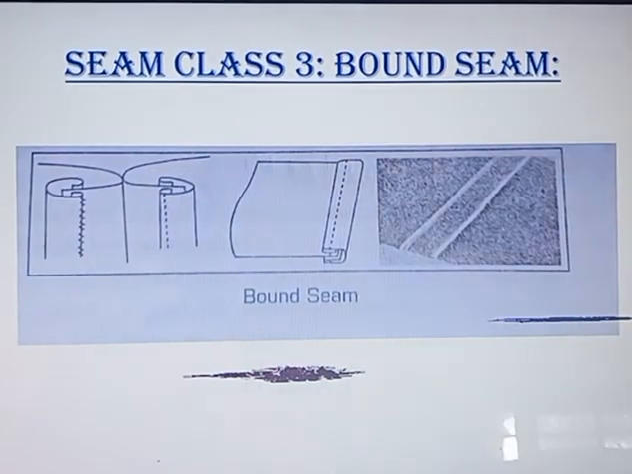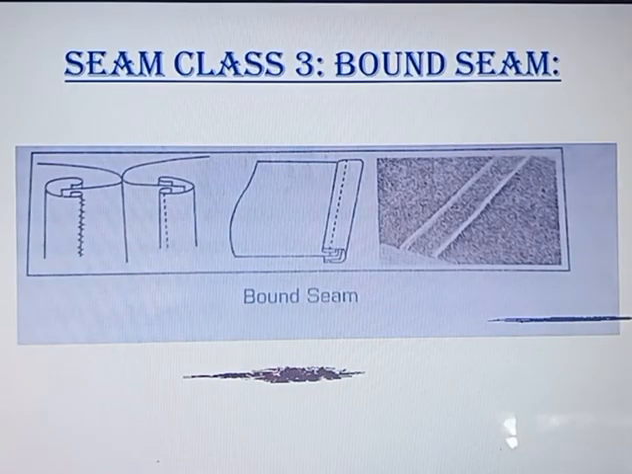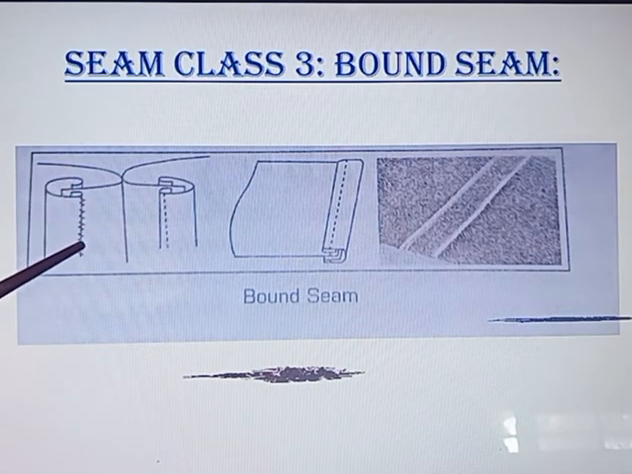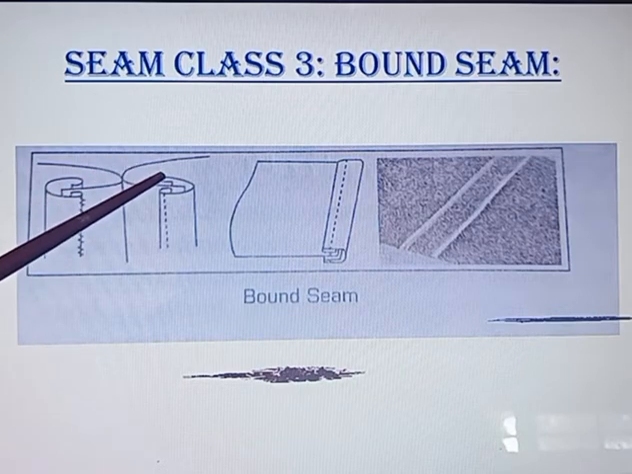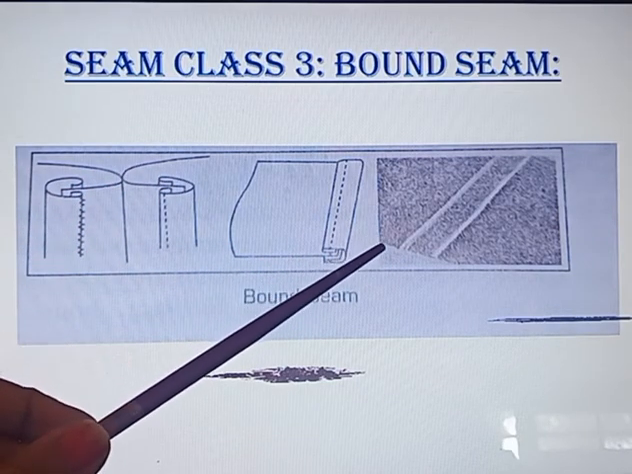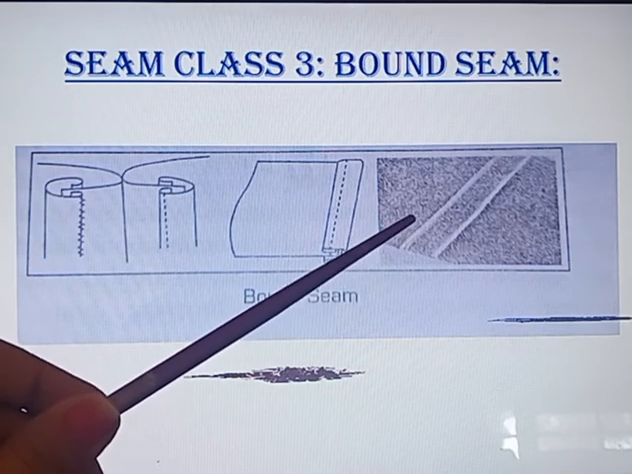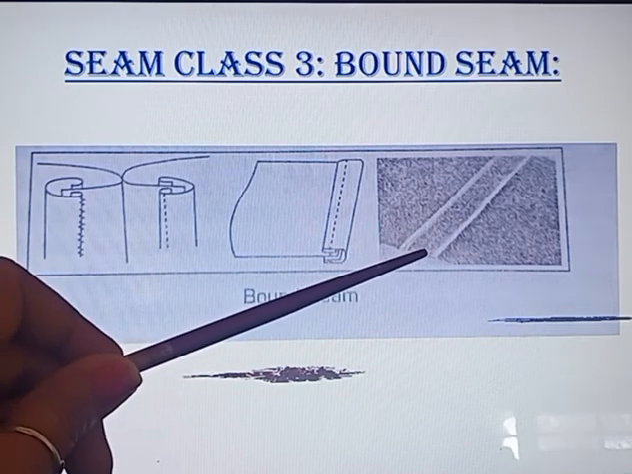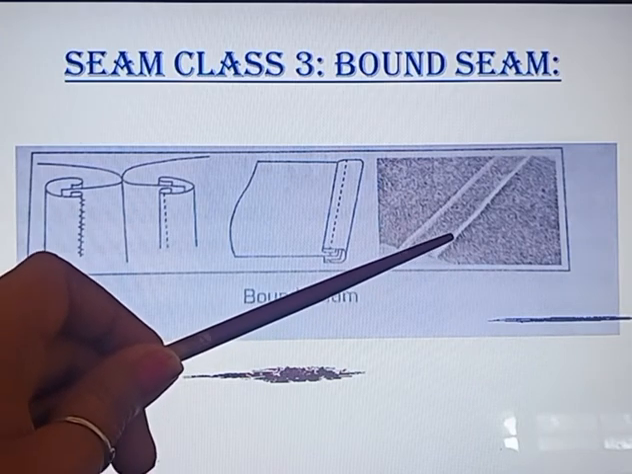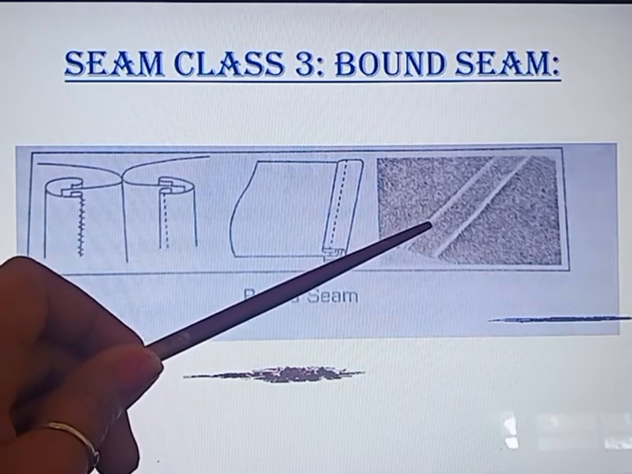So we can see the diagram here. Here two layers of fabric are stitched like this. Here the raw edges are stitched with a tape layer. These are finished with the top seam here and here also. This is the diagram of the bound seam. Here we can see the fabric stitched with a bound seam. Here the extra fabric is attached to finish the raw edges. Here we can see this white line. This is a bound edge.